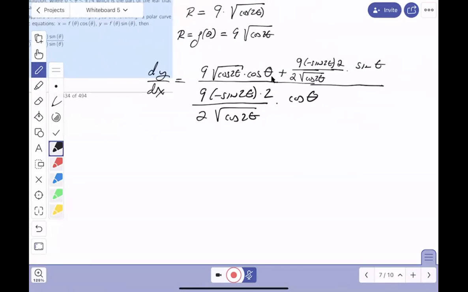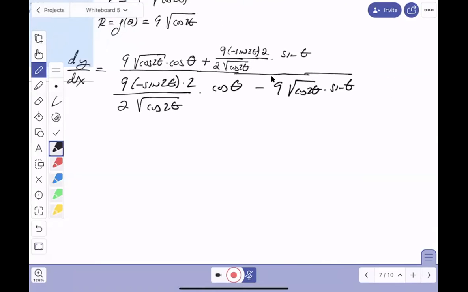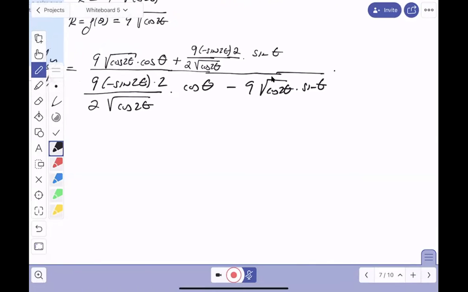And it's going to be minus 9 root cosine 2 theta. And again, we're using the formula. And then it's going to be sine theta. All right, this is like a nightmare to me. But I've got to be honest with you, there are no nightmares. So I'm going to multiply top and bottom by the root of cosine 2 theta.